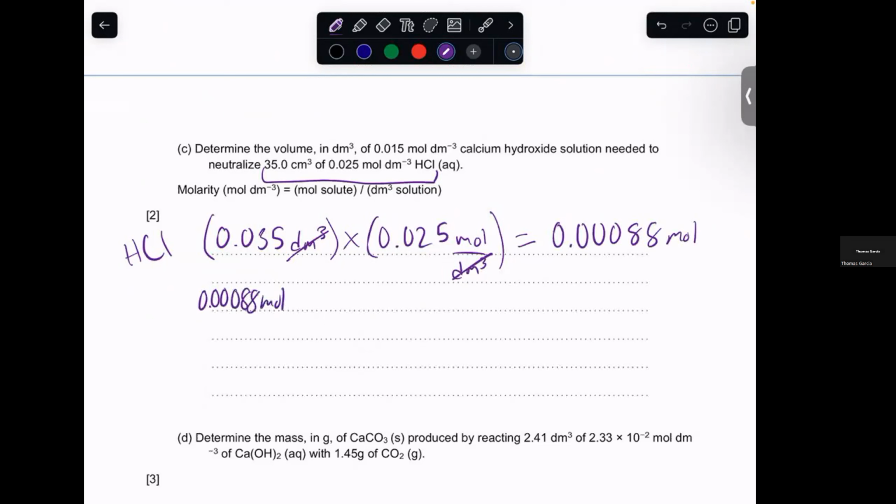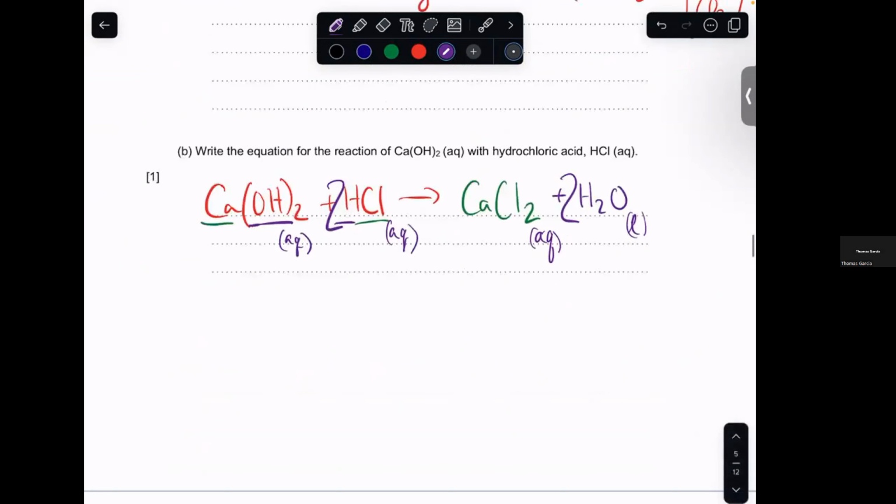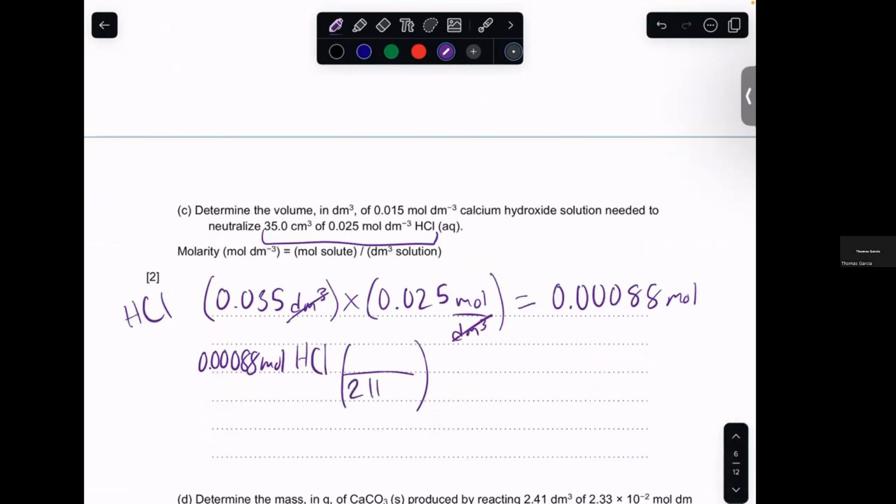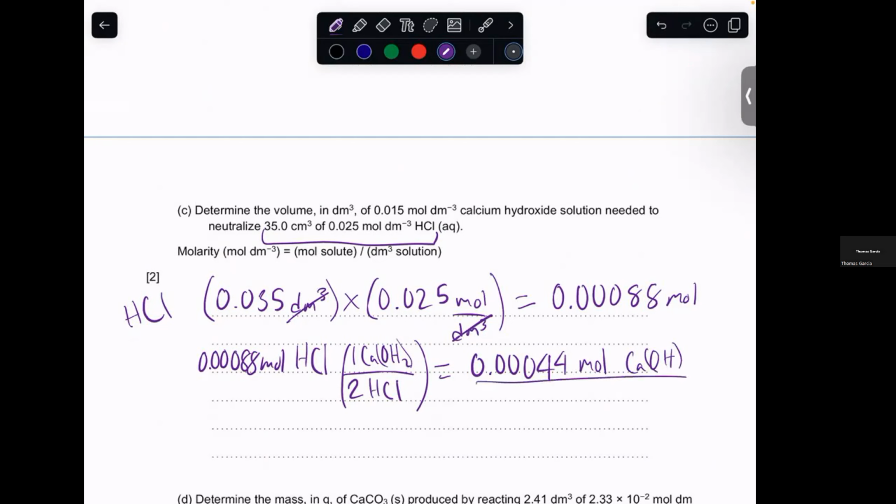Now, if we start with 0.00088 mole HCl, and we use our equation above, we know that for every 2 HCl, we use 1 Ca(OH)2. So we're just going to divide by 2 to get 0.00044 mole of Ca(OH)2. Now we have that many moles, and all we're going to do is divide by our molarity.